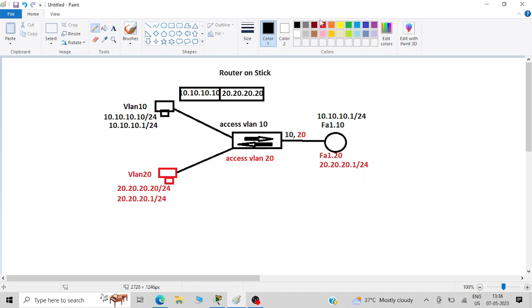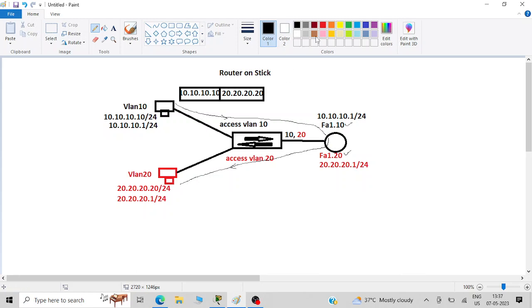So traffic will be coming from here, and then will be routed by this router to this host over here. It will enter on this interface FA1.10, and will exit out of FA1.20, and vice versa for the outgoing traffic.